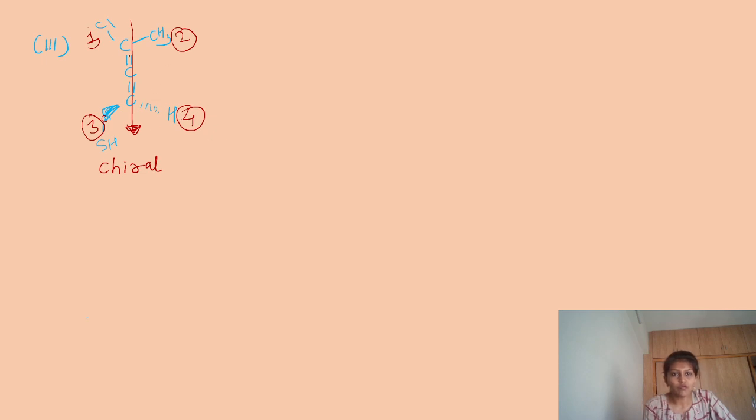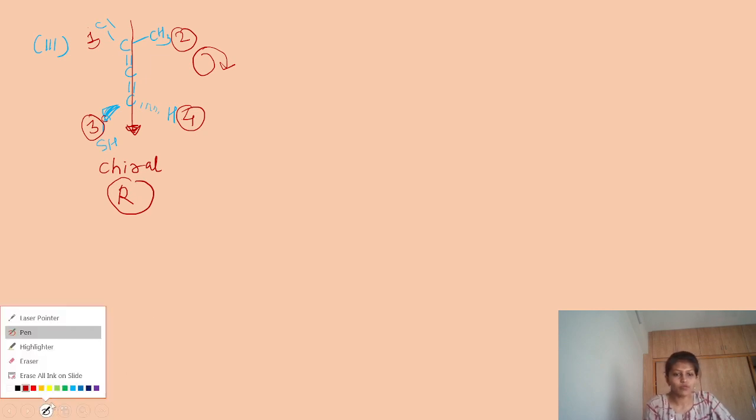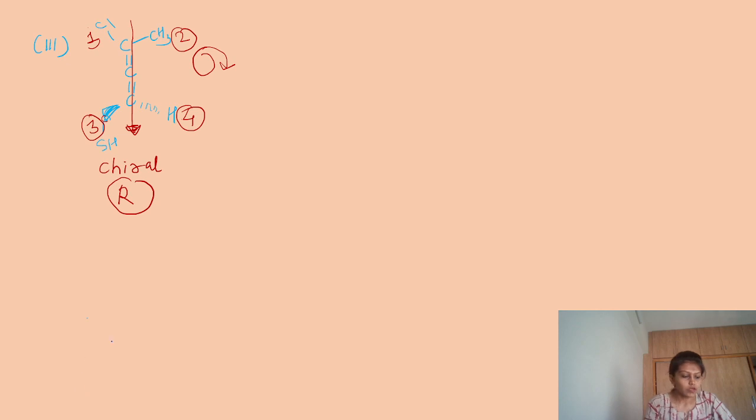Now rotate 1, 2, 3, ignoring 4. So 1, 2, 3, we can say, is clockwise. So the configuration is R. But the condition is that the fourth group must be below the plane, or vertical. Here the fourth group is vertical, so R remains R. So its configuration is R. I hope you understand, right? Okay. Next, I will explain the fourth example.